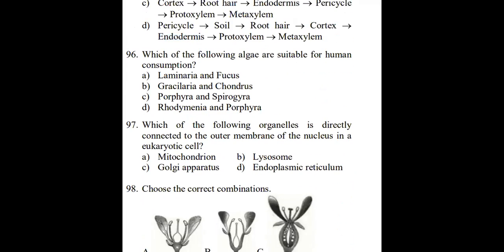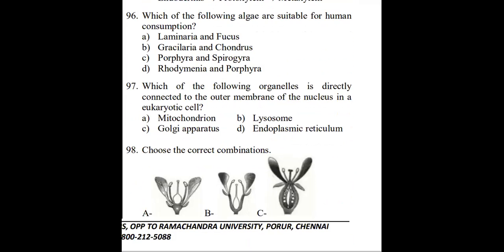The next question, which of the following algae are useful for human consumption, which means the edible ones they are talking about. Okay, so we'll see this one. First thing what you have to remember, Porphyra. Porphyra are usually going to be edible. So there might be an answer of C and D. Let's see which is going to be the correct answer.